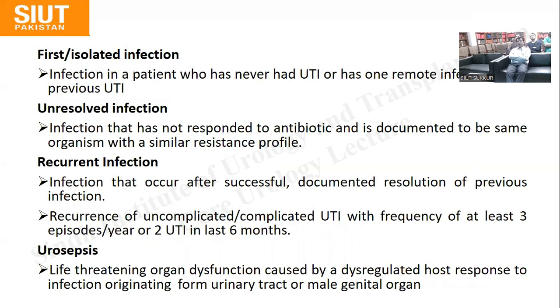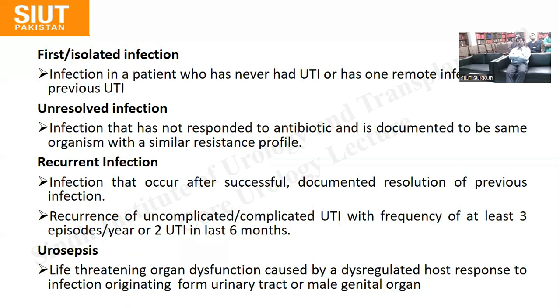Now, what is first or isolated infection? Now, these are the few terminologies which we are supposed to know. Now, infection in a patient who has never had UTI or has one remote infection or previous UTI is called first or isolated infection. Unresolved infection is infection that has not responded to antibiotics and is documented to be the same organism with a similar resistance profile. Recurrent infection is one that occurs after successful documented resolution of previous infection. Recurrence of uncomplicated or complicated UTI with frequency of at least 3 episodes per year or 2 UTIs in last 6 months are also recurrent infection.